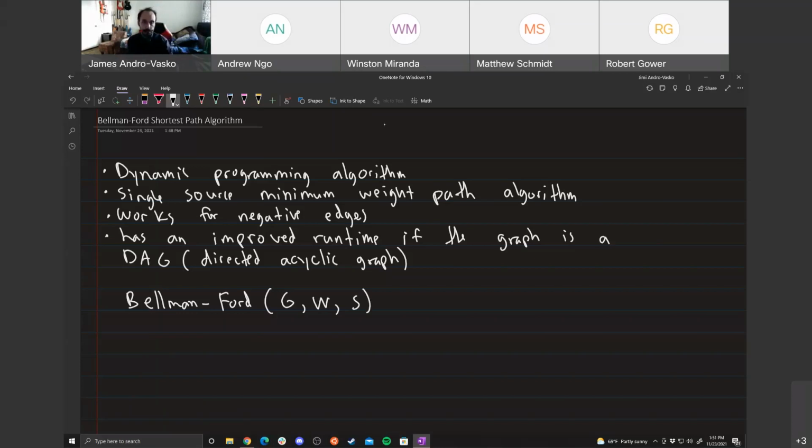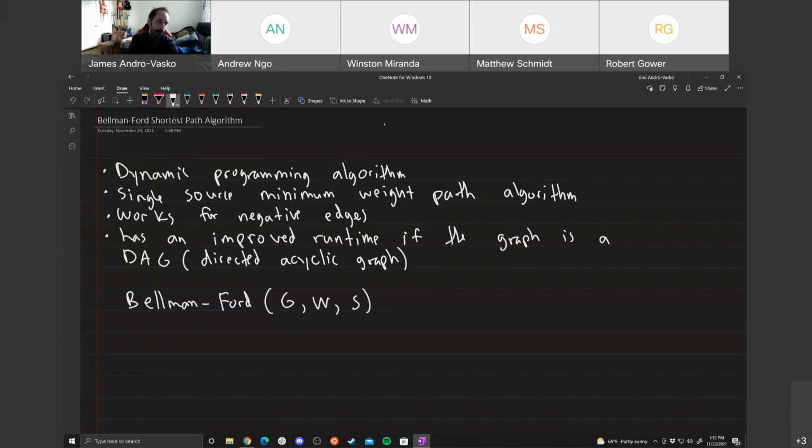Similar to Dijkstra's, except we're going to update this W array multiple times. For Dijkstra's, remember, once we popped a node off of the heap, then we wrote to this W array, and we never wrote to the array ever again. This is going to possibly update the W array many times as we go.